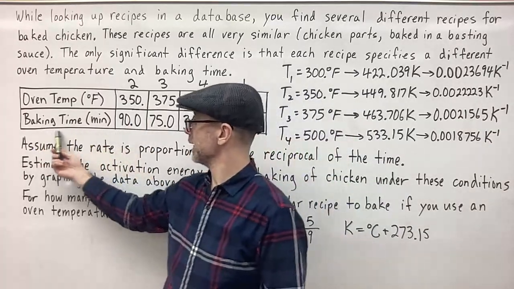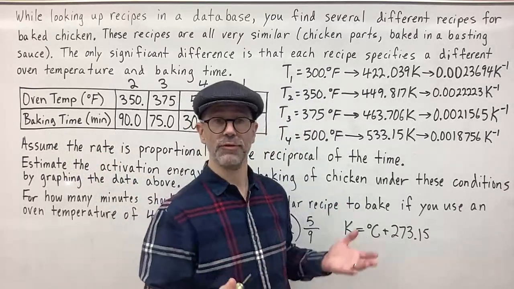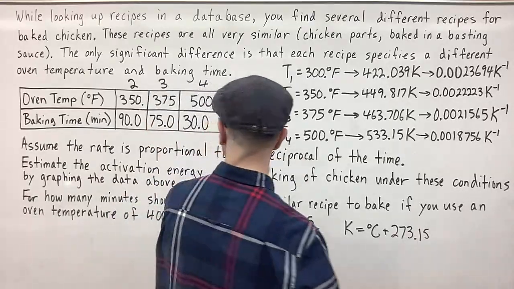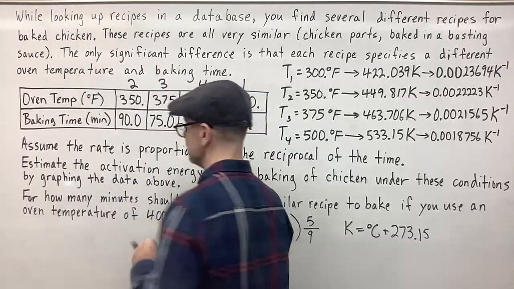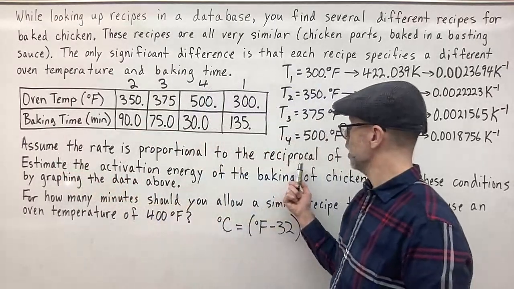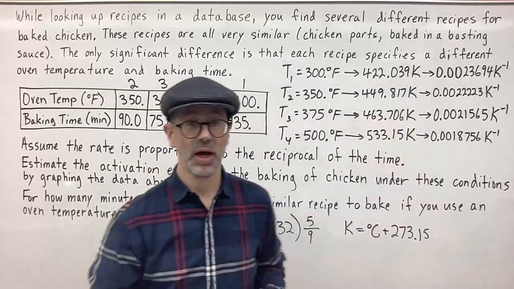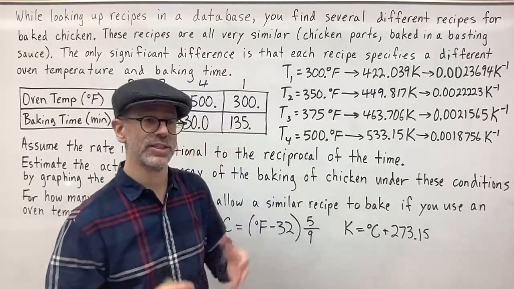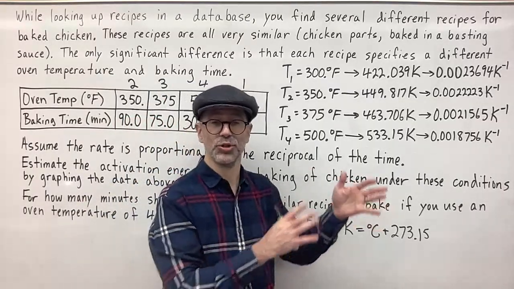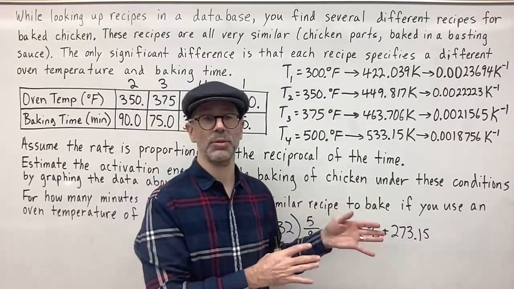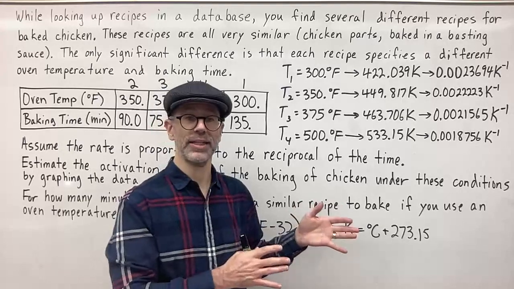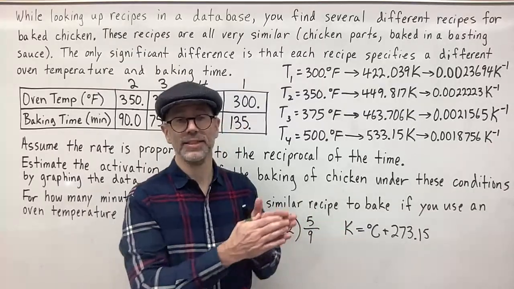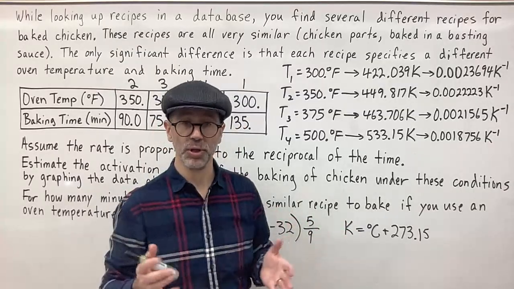And now for the baking time, I have to find my rate constant, so for each temperature. Remember what it says. It says assume the rate is proportional to the reciprocal of the time that it takes to bake the chicken. And since your rate constant is directly proportional to the rate, we can say that the rate constant is going to be related to the reciprocal of the time.